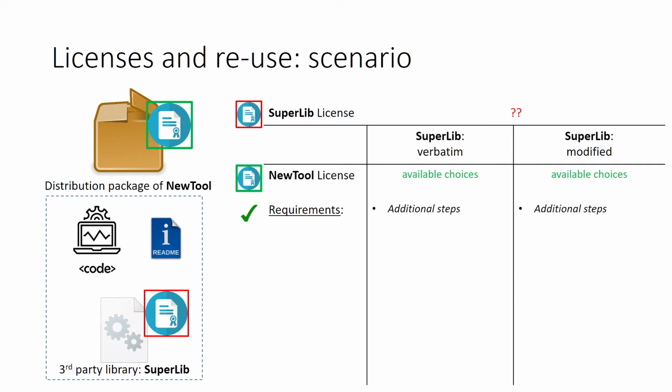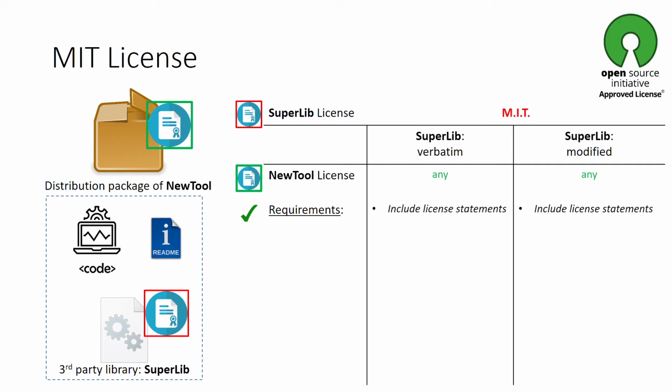Let's start with the first case where Superlib is distributed under an MIT license. If we want to include the original library in our package, then all we need to do is to include the license information that was distributed with the Superlib package in the NewTool package. This is achieved by simply copying the license file from the Superlib package into the NewTool package. Once this is done, we are free to distribute NewTool under any license we want.